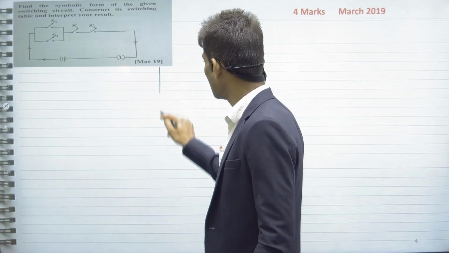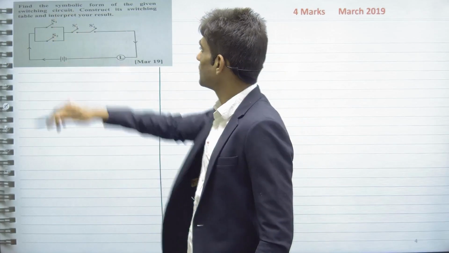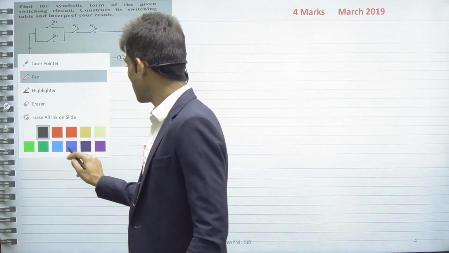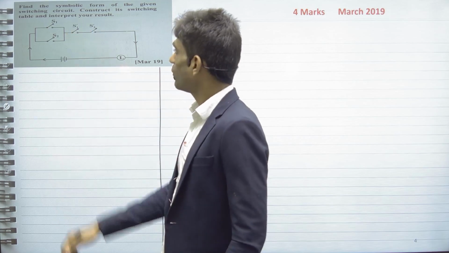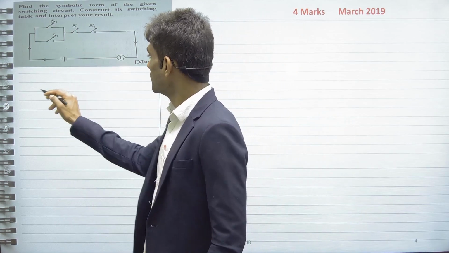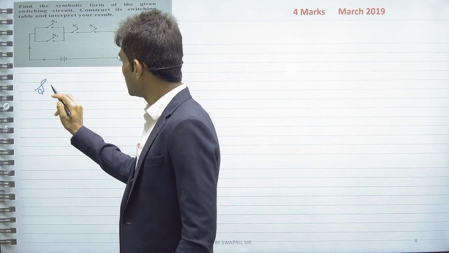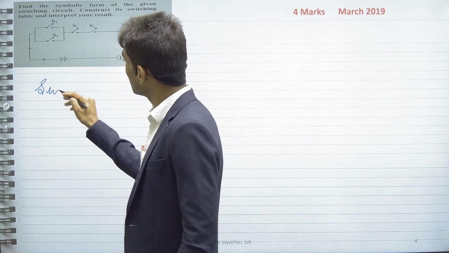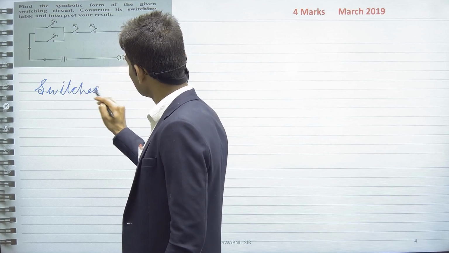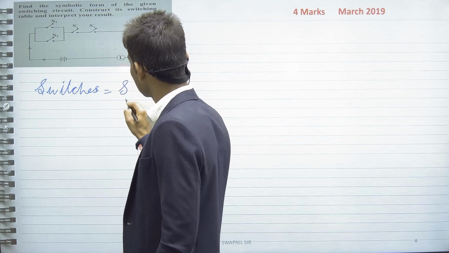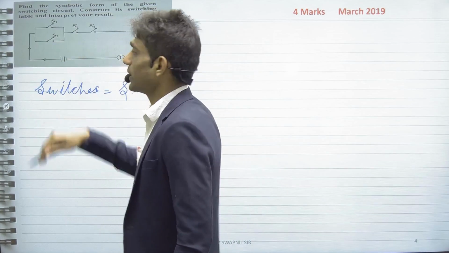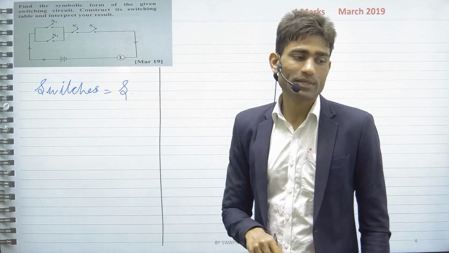Okay, so now see here, we have the symbolic form. Let me change the color. So now see here, we have two statements and two negations of them. Consider switch closed as yes. Okay, then S1. Now let's represent what is meant by S1.